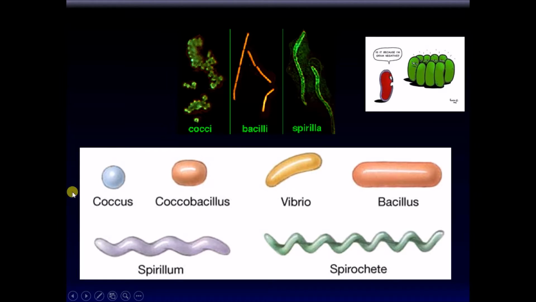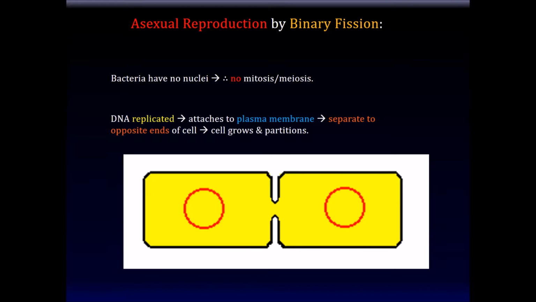Coccibacillus, meaning somewhere in between. A little bit of this, a little bit of this. It's not exactly spherical. It's not exactly long. It's a spherical long. And this is Vibrio. It's comma-shaped. Famous cholera. Vibrio cholerae, that's its name. Diarrheal illness. Very preventable.